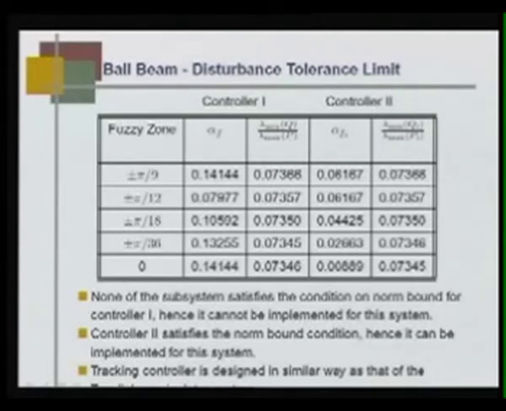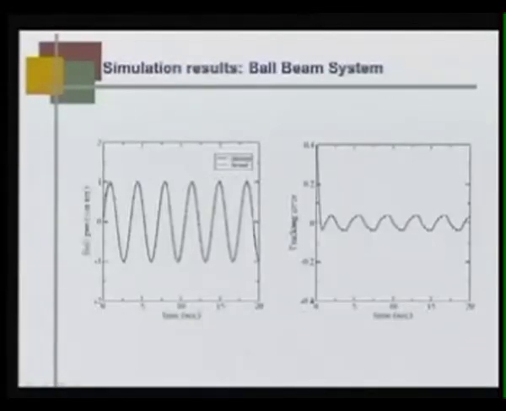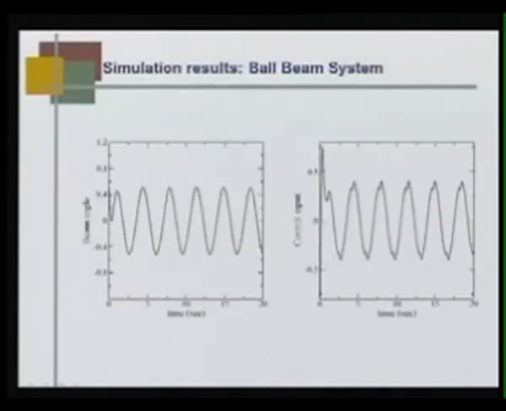So, what I am trying to show is another system for which controller 1 cannot be implemented, but controller 2 can be implemented. Controller 2 satisfies the norm bound condition, hence it can be implemented for the system. You see that for ball position, the desired and actual show very perfect tracking, and this is the tracking error. Similarly, the beam angle, and the controller input.